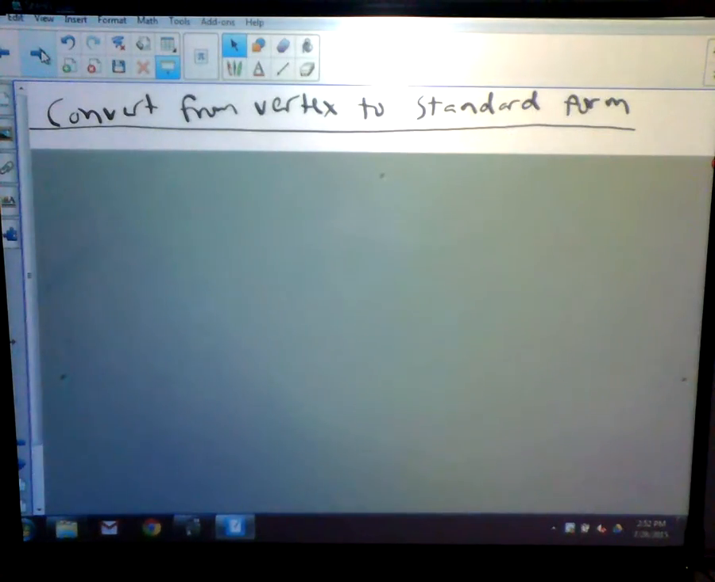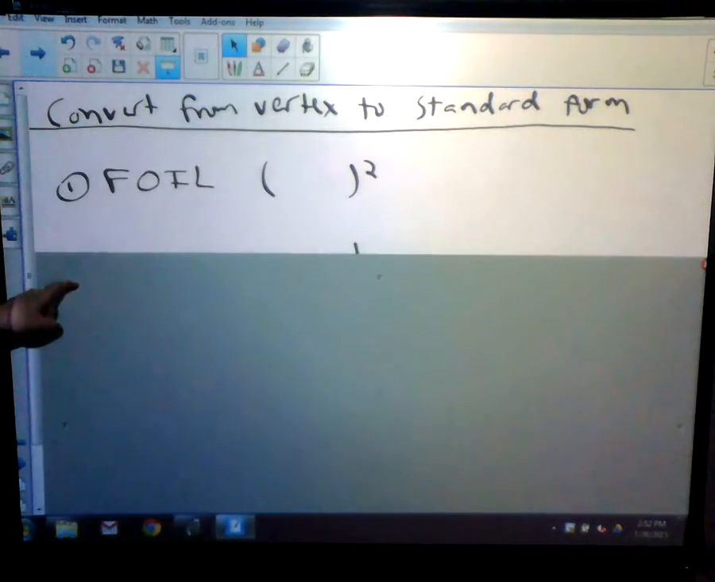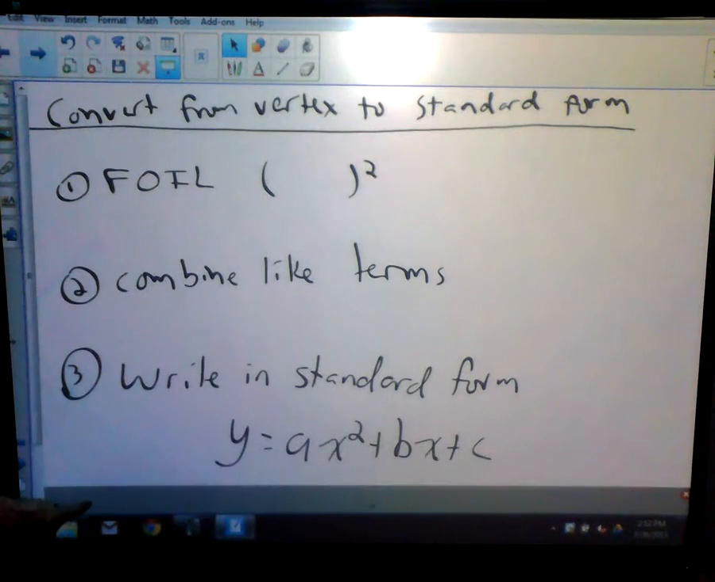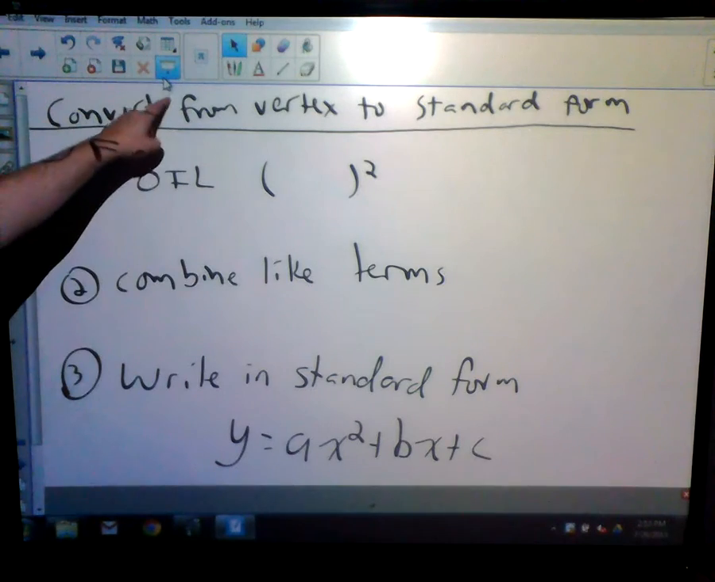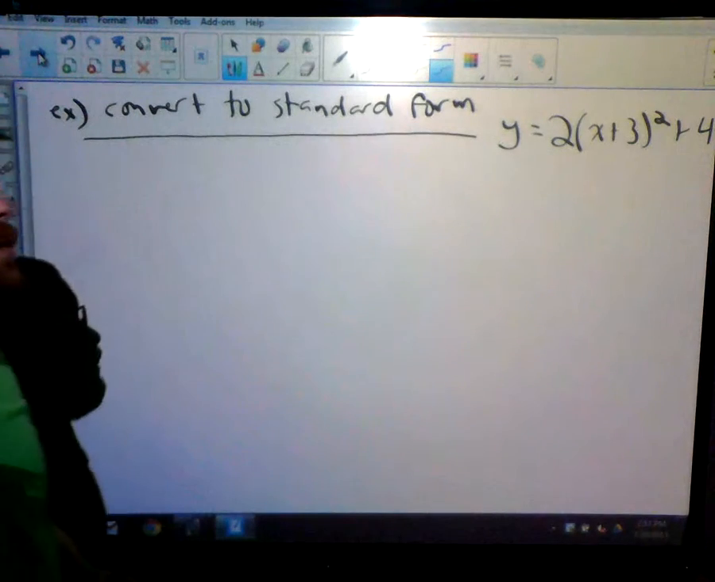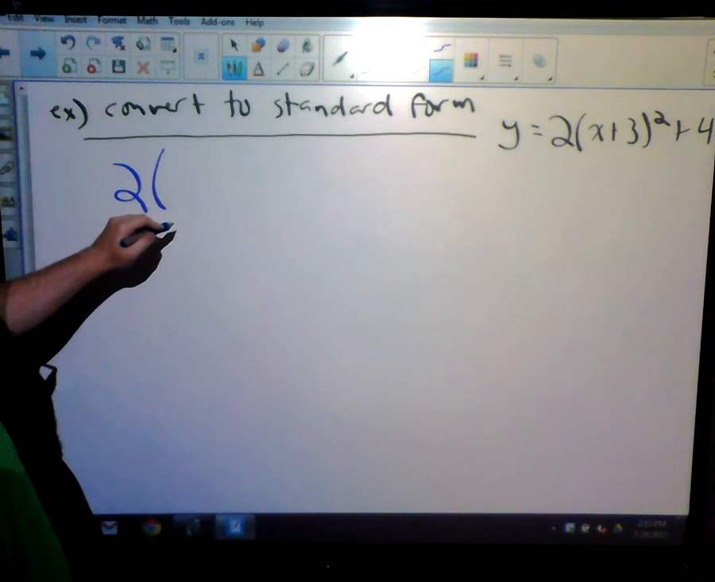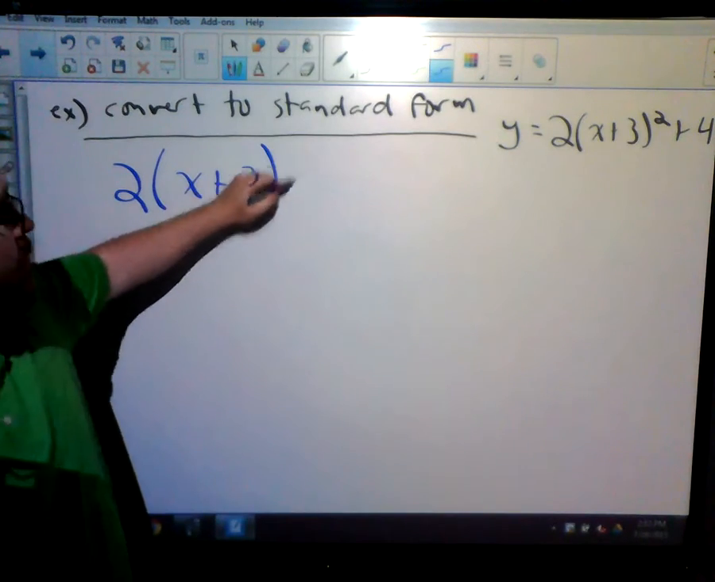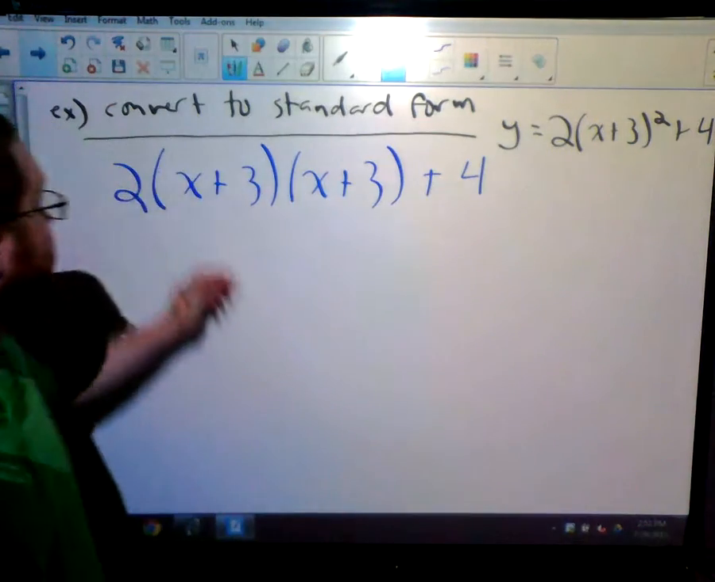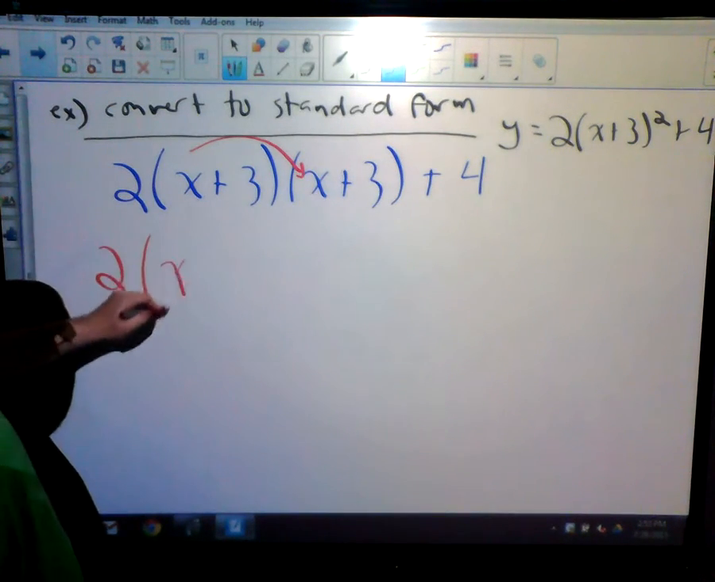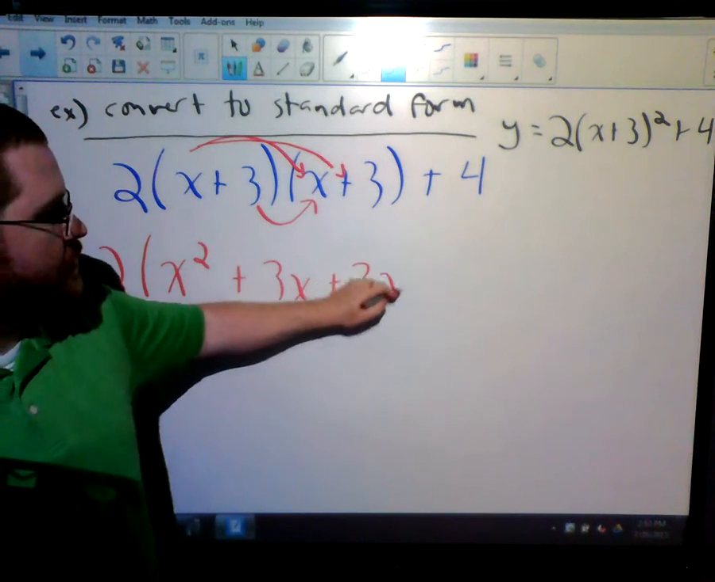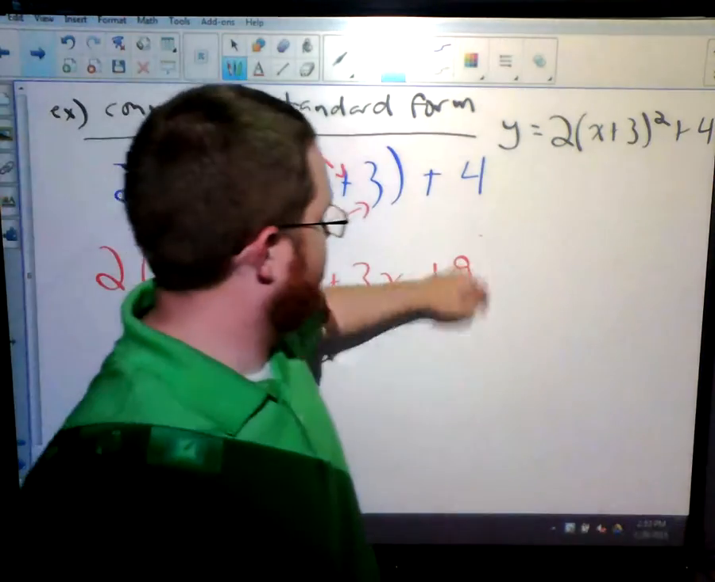How about the other way around, from vertex form to standard form? We're going to FOIL out the parentheses or distribute them out. We're going to combine like terms, and we're going to write in standard form. Let's try this one. 2(x plus 3) squared plus 4. To square something means write it twice, and we'll distribute it in a second. And now we distribute. That's 2 times x squared plus 3x plus 3x plus 9, plus 4.